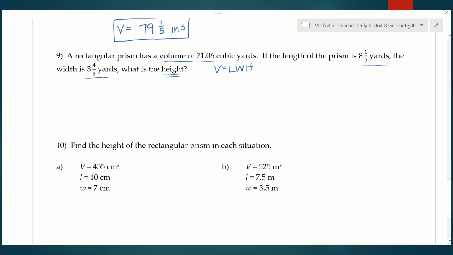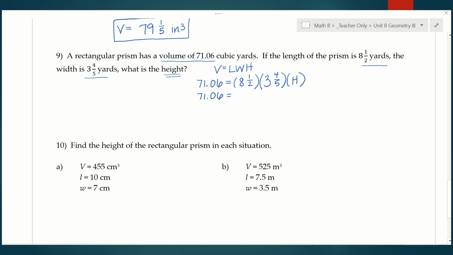Okay, so normally we were filling in the length, the width, and the height. Well, now I know the volume, so I'm going to plug in what I know the volume is, 71.06. The length they also tell me, so I'll put that in for L, 8.5. I also know the width, 3 4/5. So what I don't know is the height. That's the piece I'm missing here. So if this were an equation that we were solving earlier in the year, the first thing we would do is we would multiply the 8 1/2 times the 3 4/5. So let's go ahead and do that.